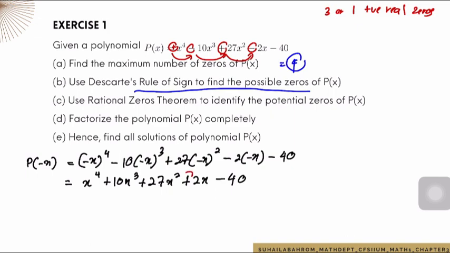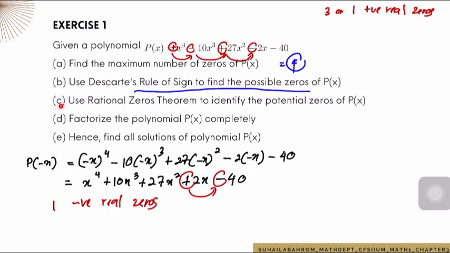In this case, we have only one variation in sign. Therefore, there is one possible negative real zero. Make sure you put the words negative real. We also have complex zeros, so you need to put the word real and also whether it is positive or negative real zeros.